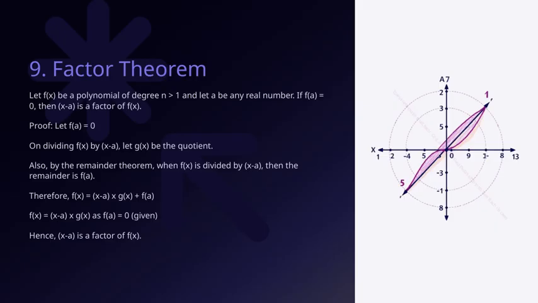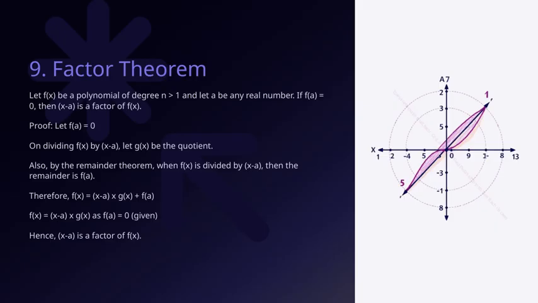In other words, the polynomial can be broken down into (x minus a) multiplied by some other polynomial g(x). To understand why, let's consider the division process. When we divide f(x) by x minus a, the quotient is g(x). According to the remainder theorem, the remainder of this division is exactly f(a). Since we know f(a) equals 0, the remainder must be 0 as well.